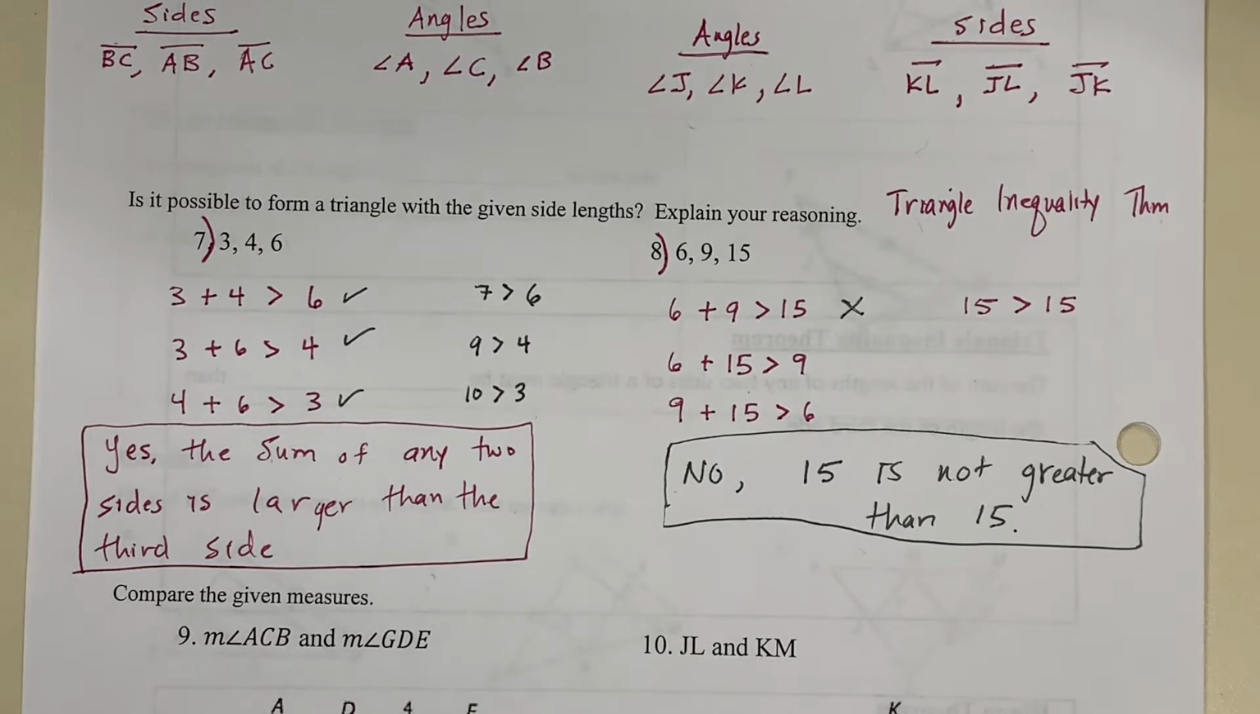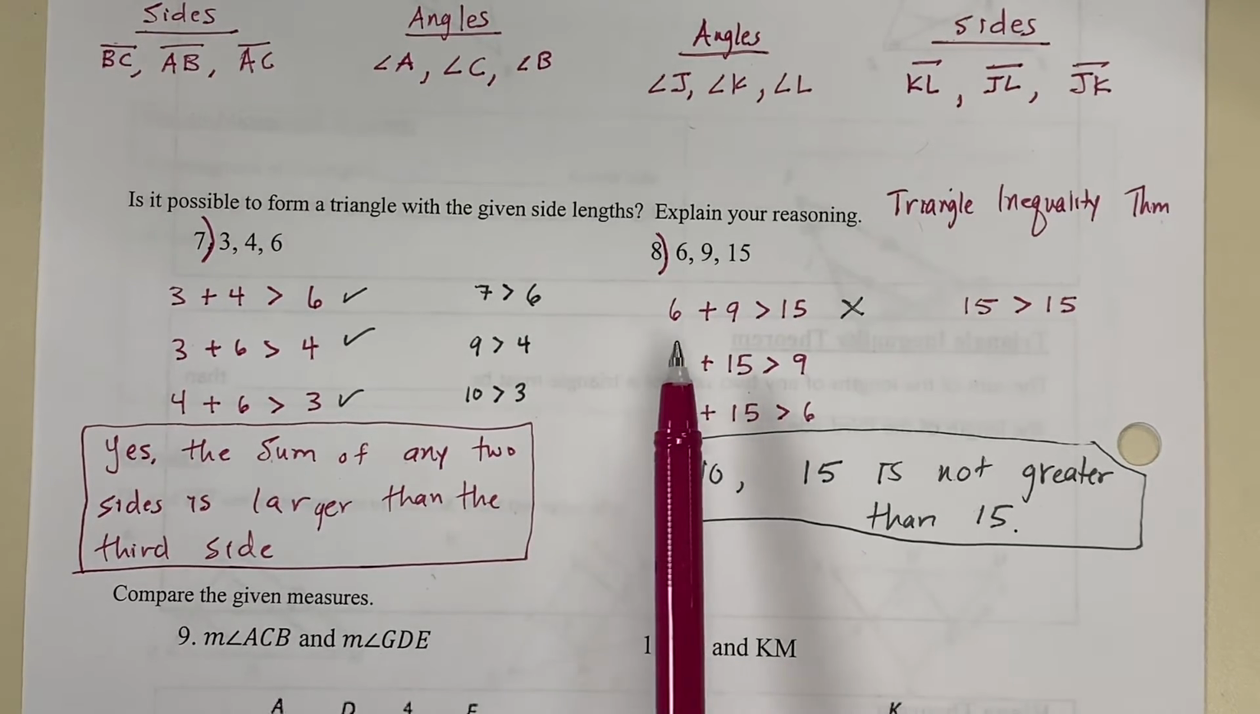Okay, the video stopped at the end of number 7, so I'm going to go ahead and begin with problem number 8. Again, is it possible to form a triangle with the given side lengths, and explain your reasoning? So we're going to use the triangle inequality theorem, which means the sum of any two sides has to be bigger than the third side. So I need to write my three inequalities using the variations of sides.